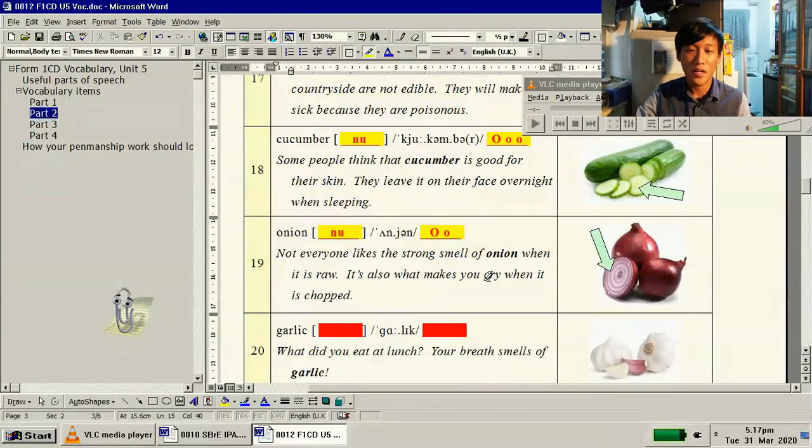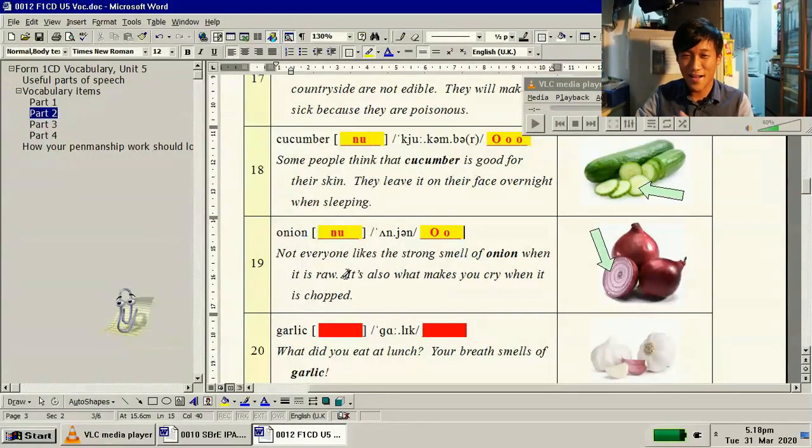Okay, onion. So example, not everyone likes the strong smell of onion, so it has a strong smell, right? When it is raw, when it is not cooked. So one of the teachers in our school, she likes onion after cooking. She can eat it, but before cooking, for example in salads, she doesn't like it. I tried to give her some earlier, and it was disastrous. It was a bad ending.